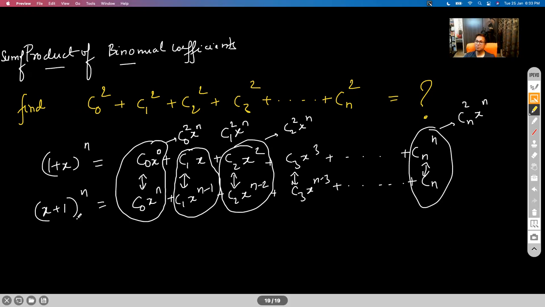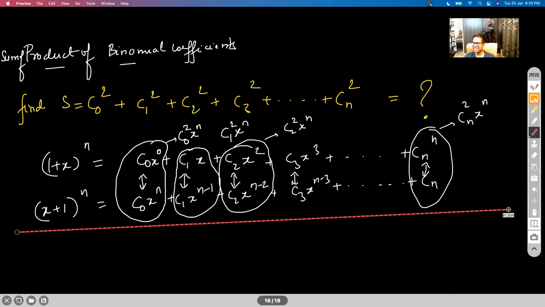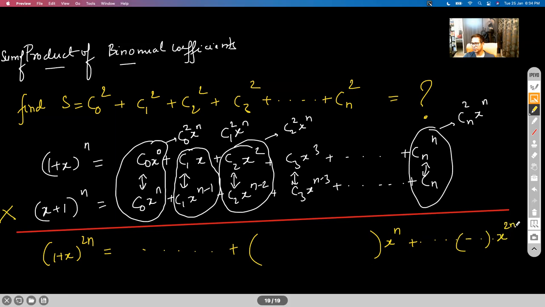When you multiply these two binomial expressions, you will end up getting several terms. In that, you will be having something like x to the power n. By the way, please note that the maximum power it can go up to is x to the power 2n. So in that particular series, when you are multiplying, you will get one such term x to the power n, whose coefficient will be your given series.